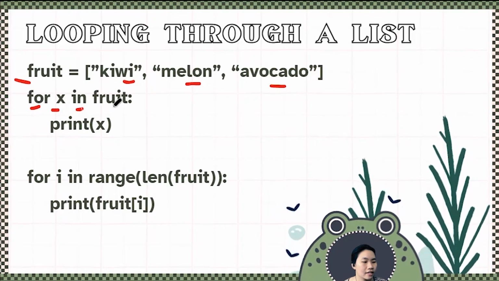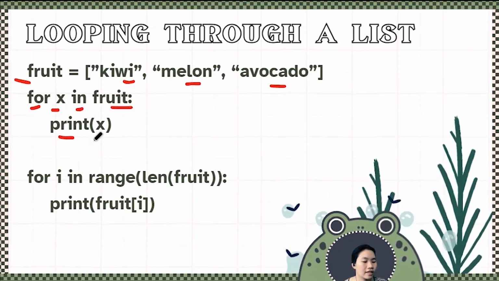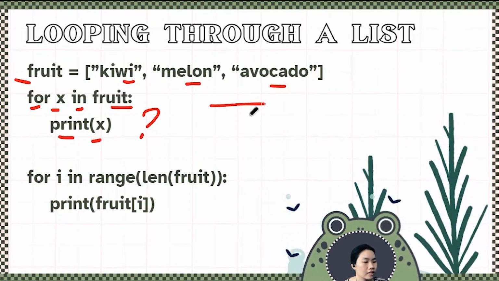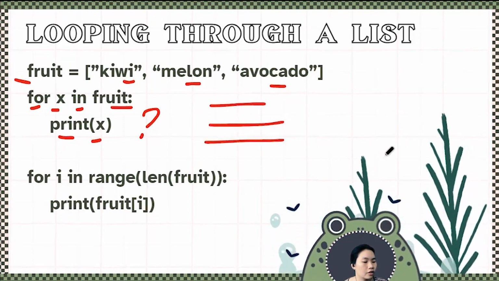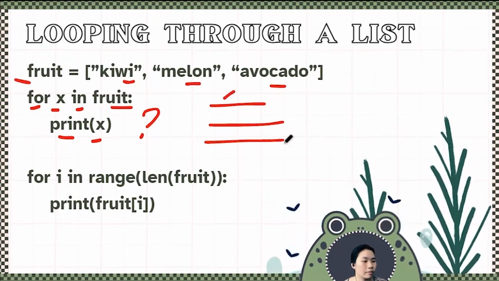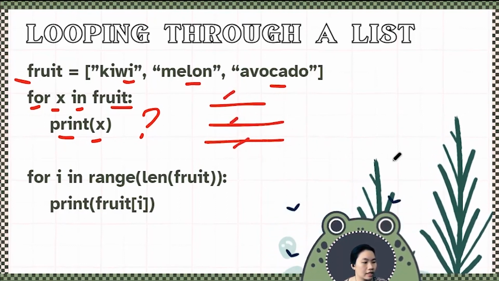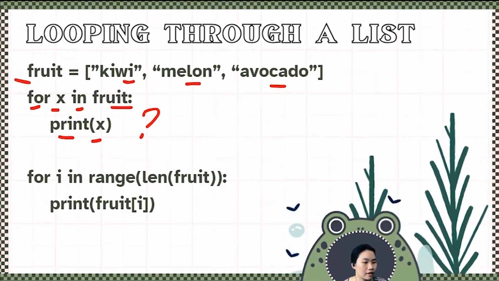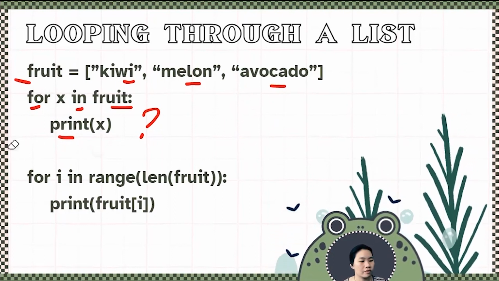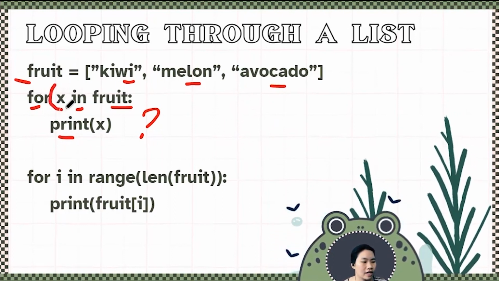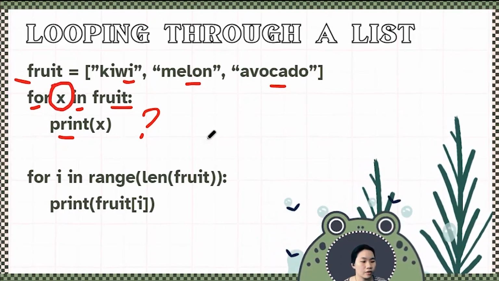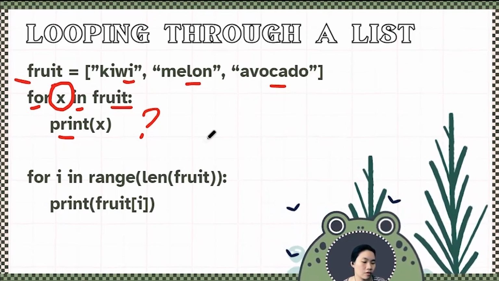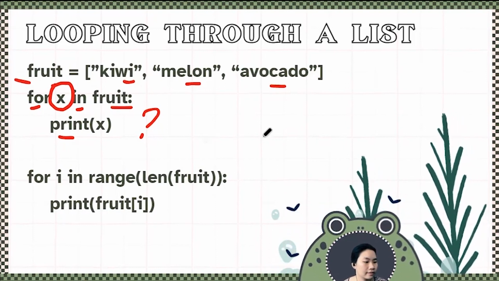For x in fruit, print x. Now, what will this do? It prints every element on a new line like that. So kiwi would be up here, melon would be down here, and lastly is avocado. Now, I want to tell you that you don't have to go with x. X is simply a placeholder. You can literally put any character, any name that you want. It doesn't have to be X.